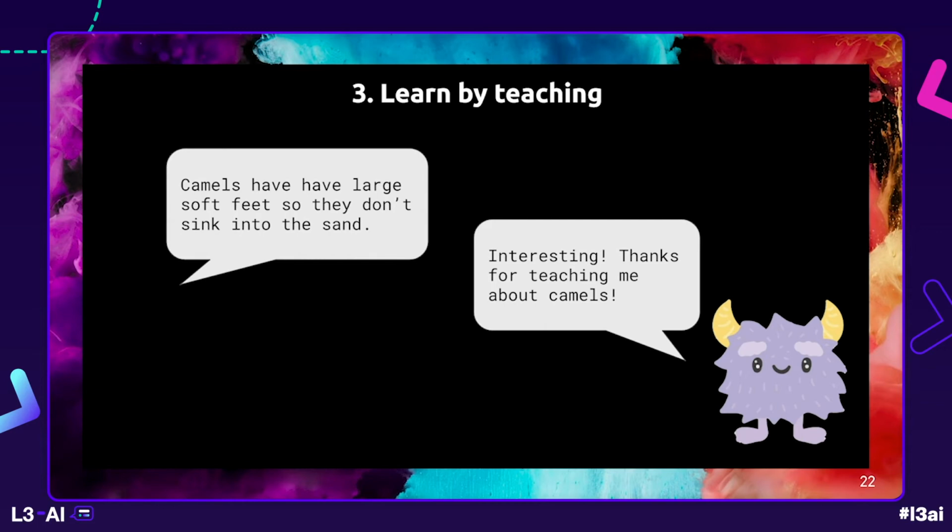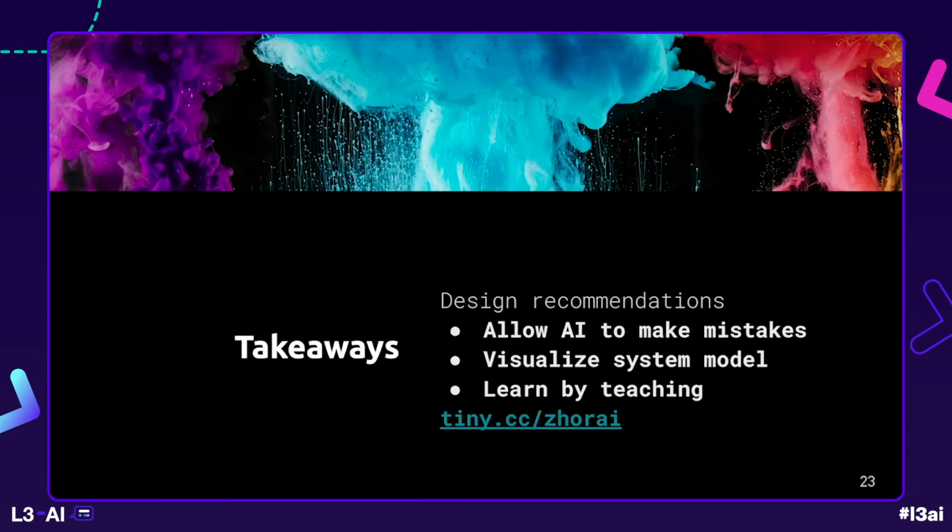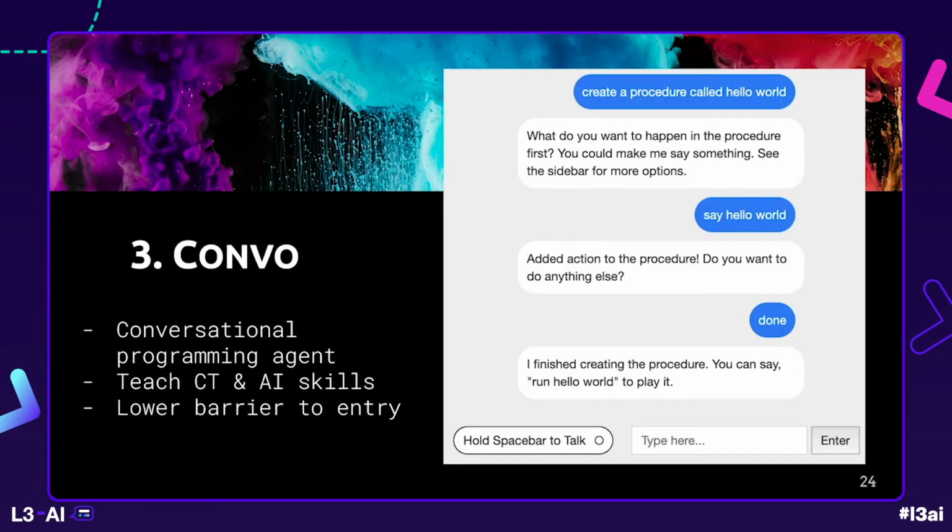And so learning by teaching is an awesome use case for conversational agents and other AI tools. And so again, these are the main takeaways from our user study, and more information about them can actually be found in the paper at that link below. And so finally, the third project for democratization is what we call Combo.